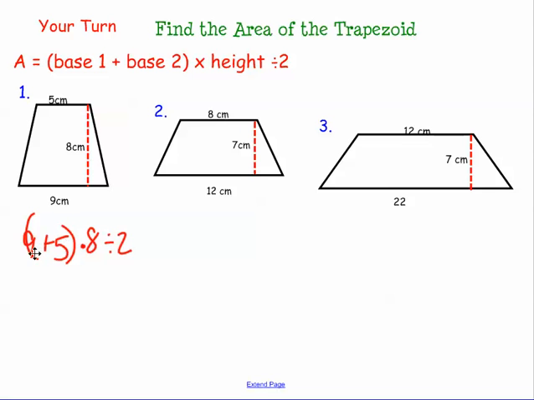Now let's finish it. So 9 plus 5 is 14 times 8 divided by 2. So 14 times 8 is 112, divided by 2 equals 56. Still area, so we are in square units.